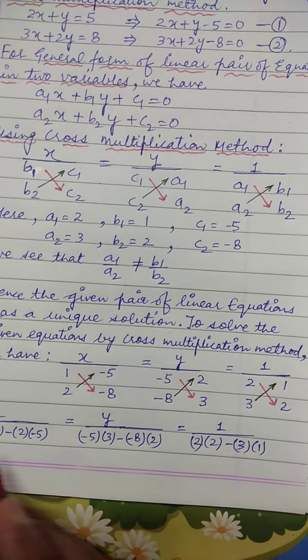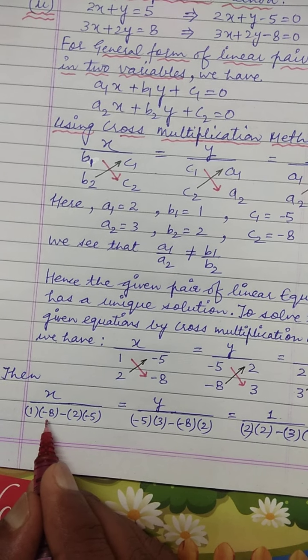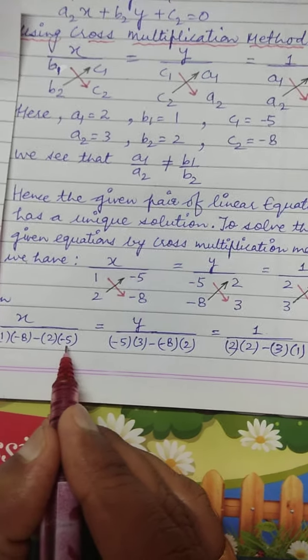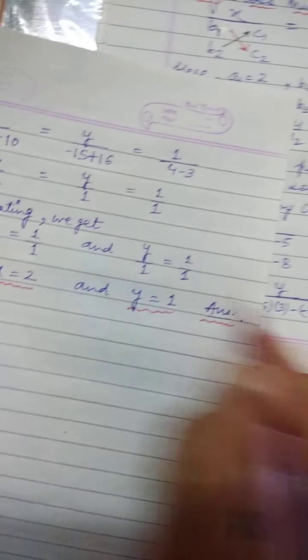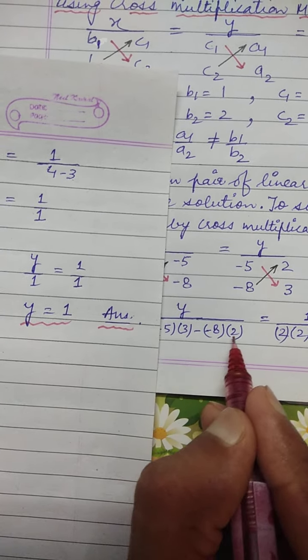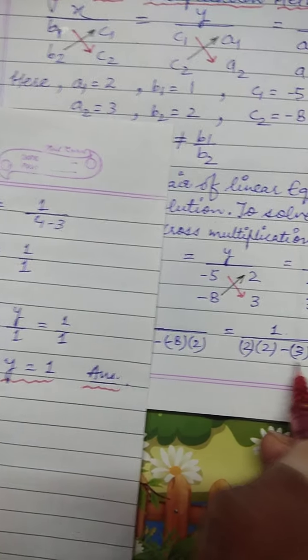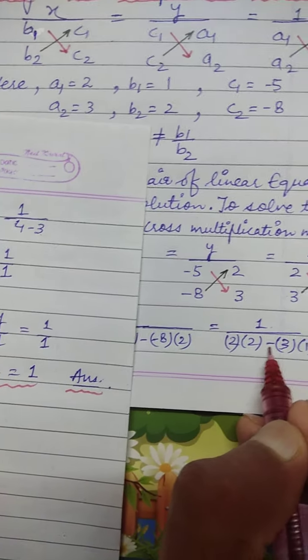So what we get on solving, 1 times minus 8 will give you minus 8, so I have written minus 8, and minus of 2 multiplied by minus 5 you get plus 10, so I have written plus 10. Then you multiply minus 5 and 3, you get minus 15. Minus into minus will give you plus, and 8 into 2 will give you plus 16. Here 2 multiplied by 2 you get 4. 3 multiplied by 1 you get 3, but with a negative sign.